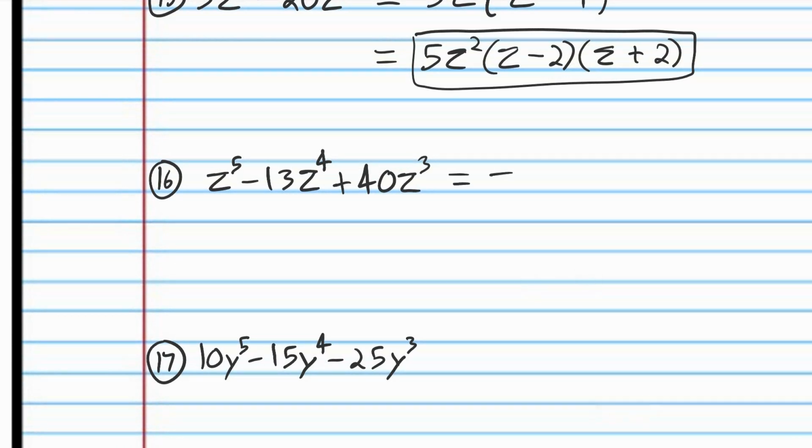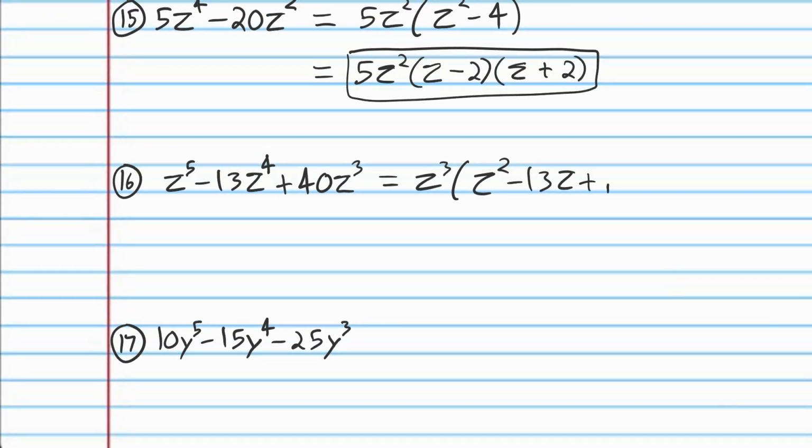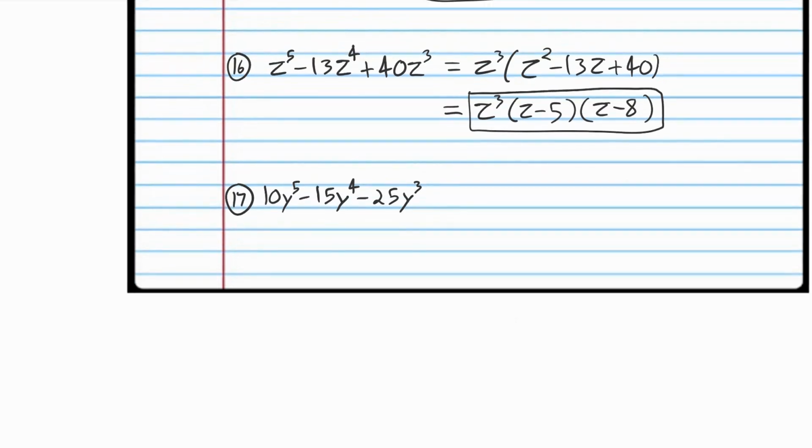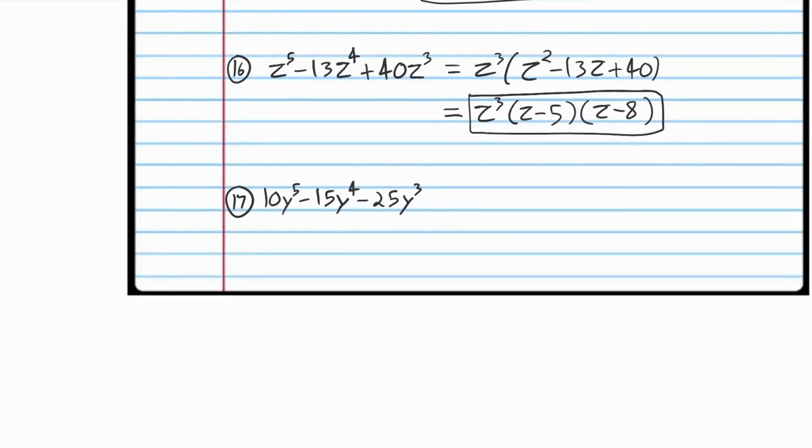All right, we're back. Let me just double check that. Everything looks right. We have a quadratic. And it's going to be minus 5 and minus 8. So if you got that answer, good job. All right, on to number 17. Go and attempt that problem, and when you're done, we'll do it together.